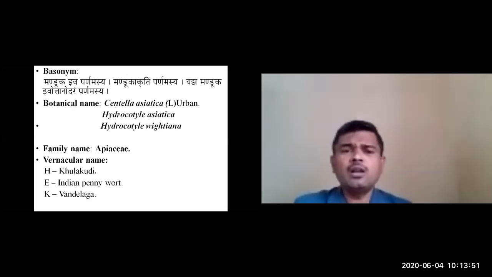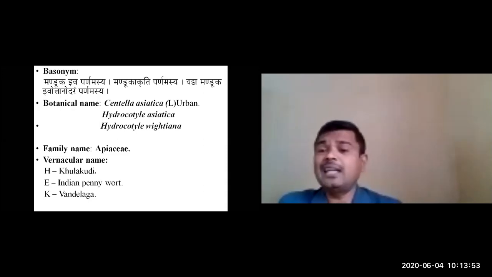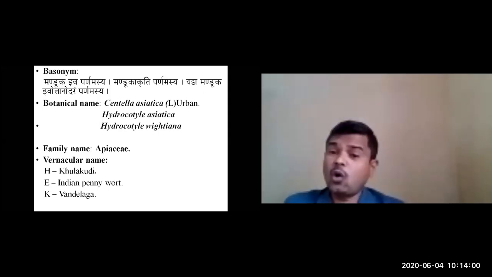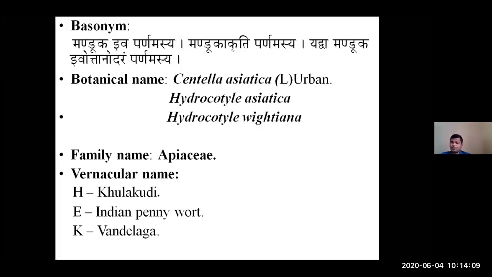The botanical source for Manduka Parni is Centella asiatica. Apart from that, there are Hydrocotyle asiatica and Hydrocotyle vietna. So there are three botanical sources for Manduka Parni. Centella means many, asiatica means of Asian origin. It is abundantly available in these areas, and it belongs to the Apiaceae family.